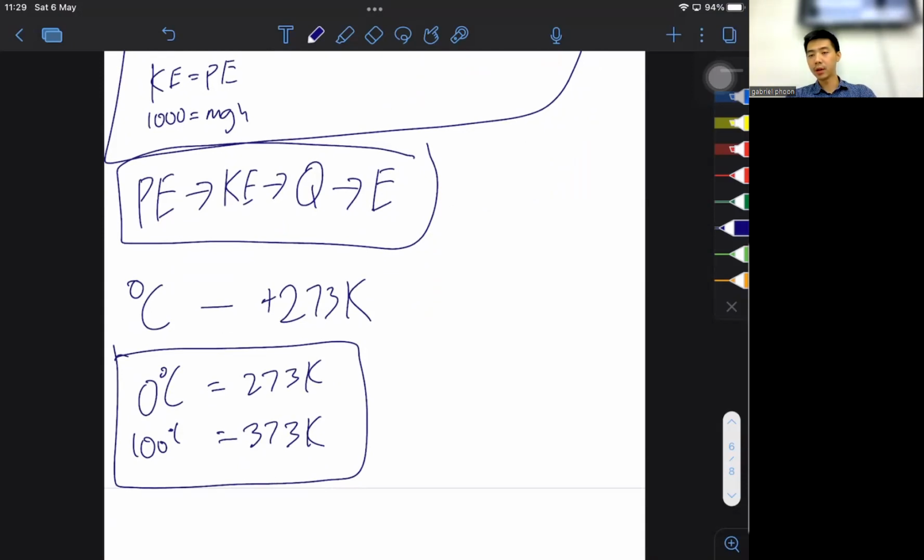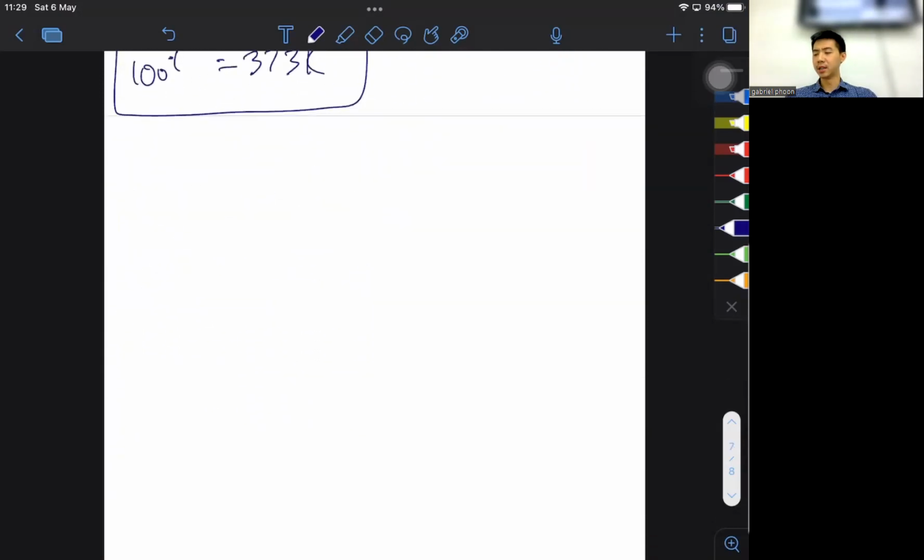Oh, to convert kinetic energy to heat, we use KE equals mc theta. Yes, you're right, Janet. It's going to be half mv squared equals mc theta. Okay, and then once we have that, how does evaporation occur again, guys?